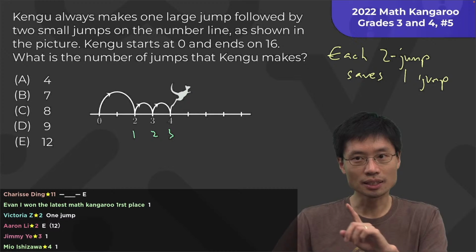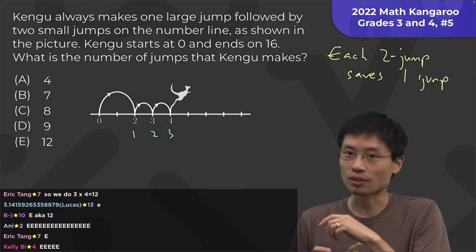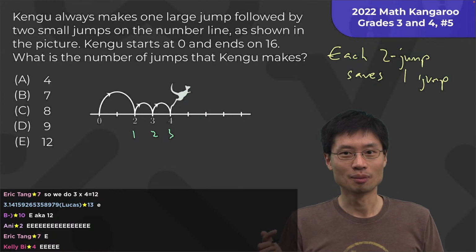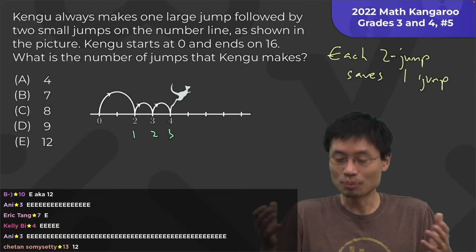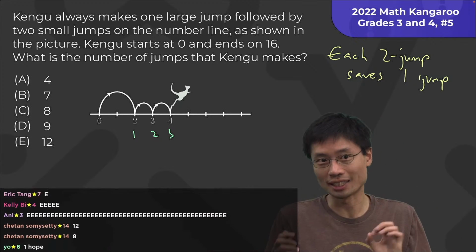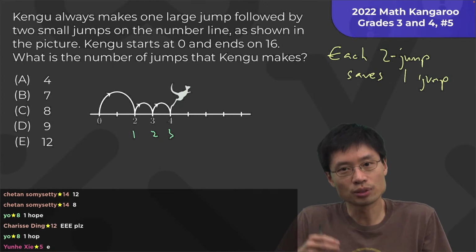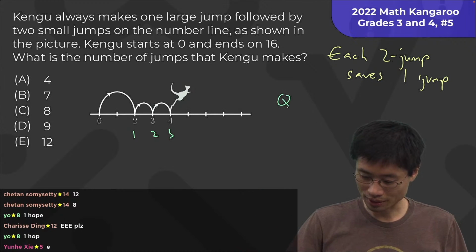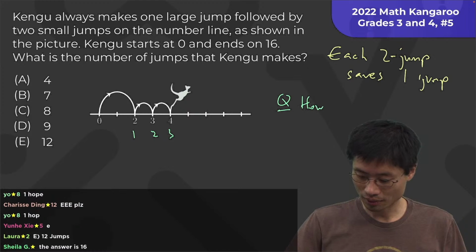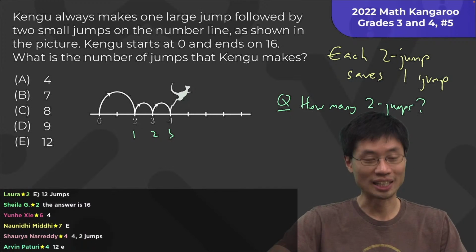Okay, so that means that the answer would normally have been 16. But could I figure out how many 2 jumps I make? Because that will tell me how much I save. Does that make sense? So it's like, I'm going to be doing 16. No, just kidding. I save some. And how much do I save? I save the number of 2 jumps that I make. So now I'm curious. Question: how many 2 jumps? And I see lots of people are putting things into the chat, which is great.